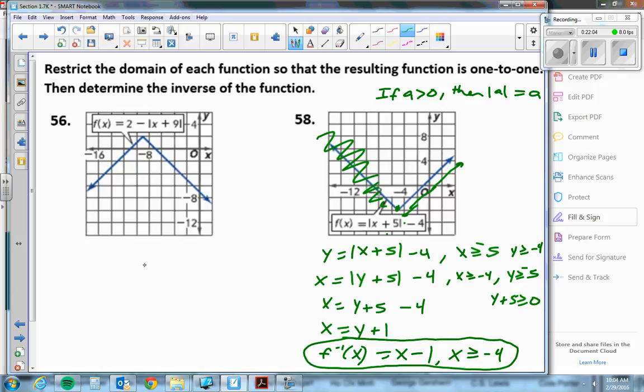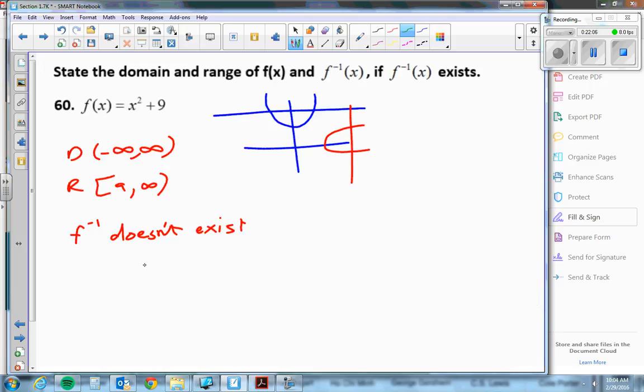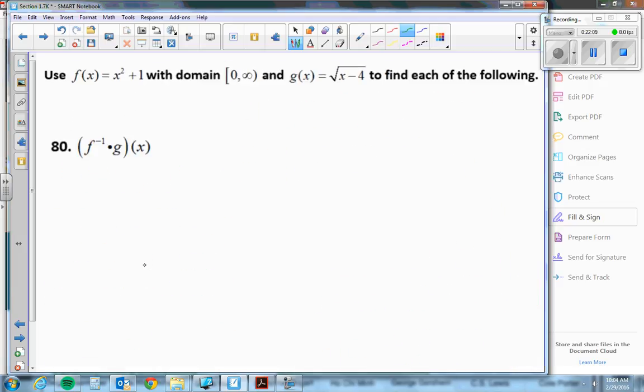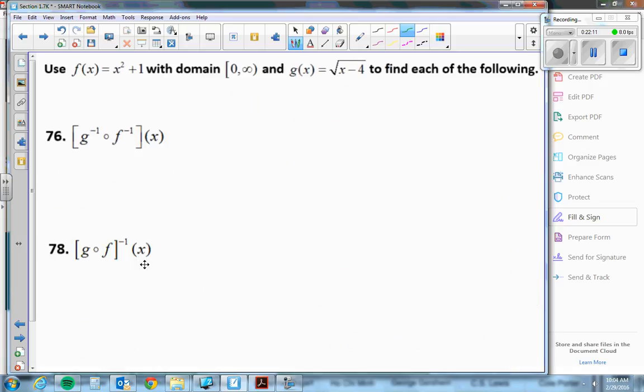Okay. All right. Are 76 and 78 the same thing? Not exactly. Here, let's see if we can do this quickly.